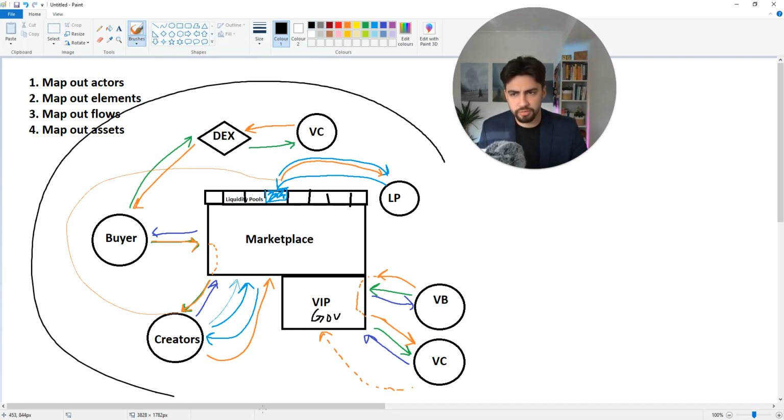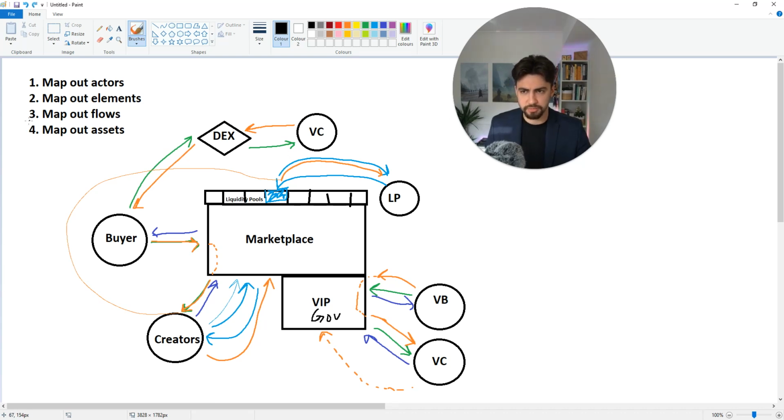There we go. We have now created a token economy. As you can see, mapping out the flows, that is us connecting all the lines, and mapping out the assets, that is me changing the colors of these lines to visualize where the token is used, where fiat is used, where the products and services are, where anything else is, and so on and so forth.